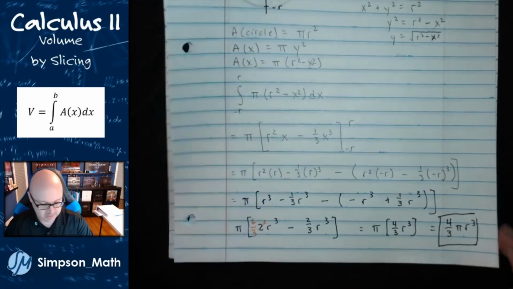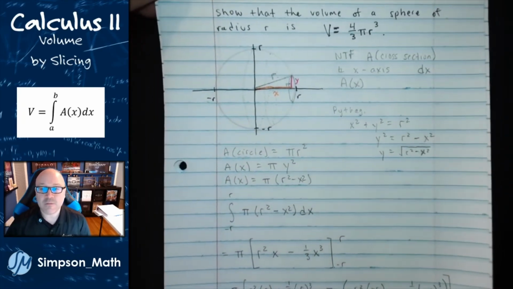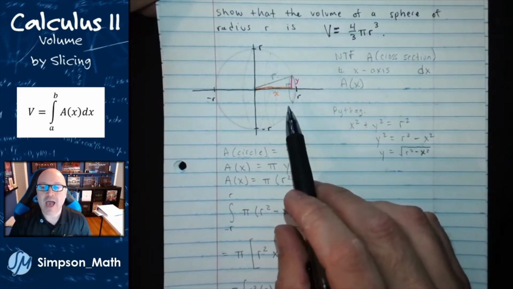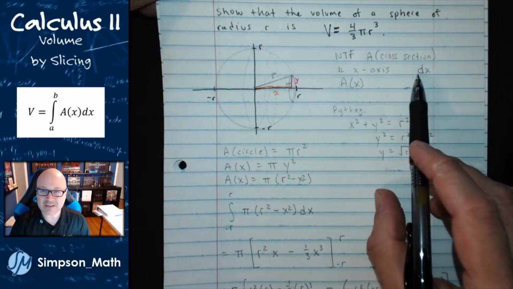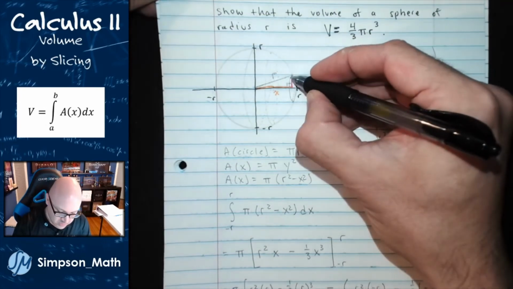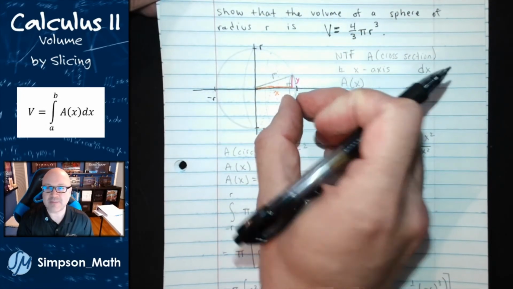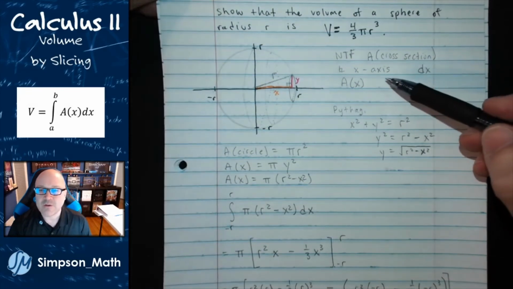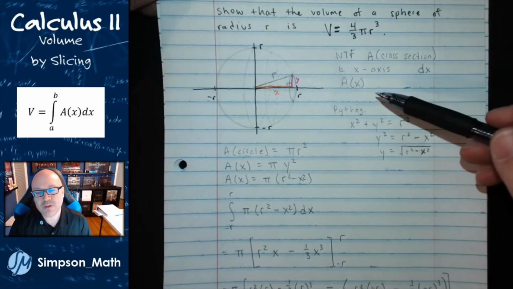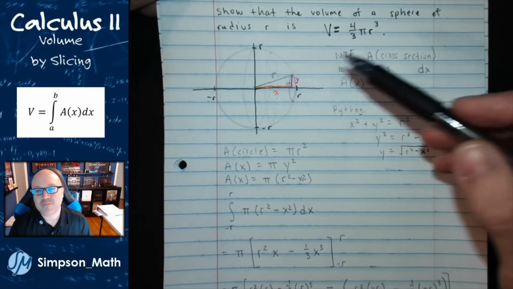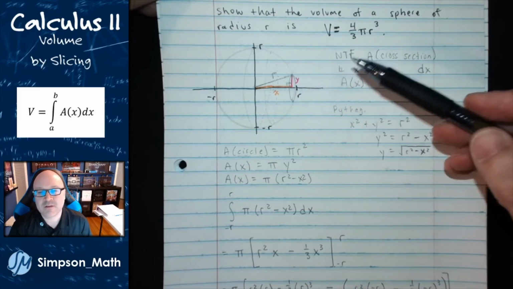Okay, let me walk through that again. Needed the volume of the sphere. I sliced it vertically, that is with respect to x. I'm giving these circles a little bit of width, just the slightest amount. And because of that, I need to come up with an area formula of this circle partition in terms of x.